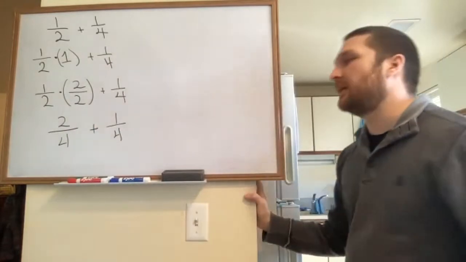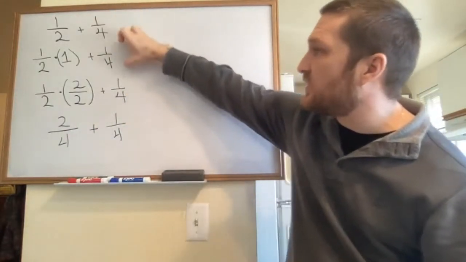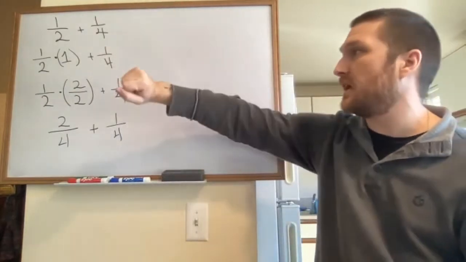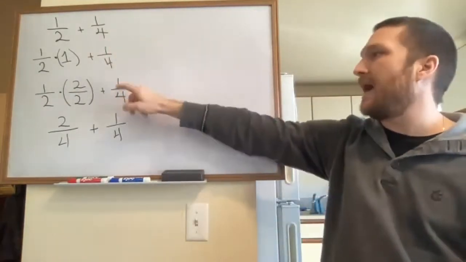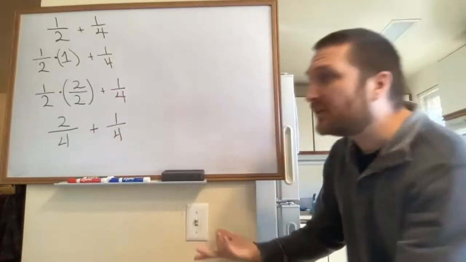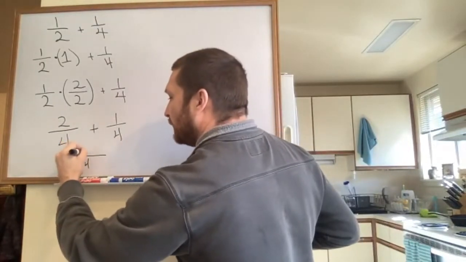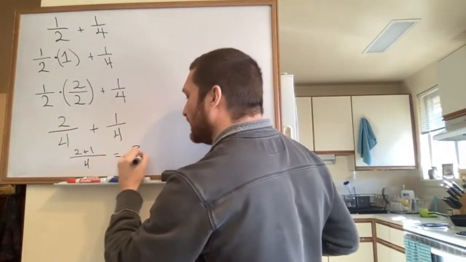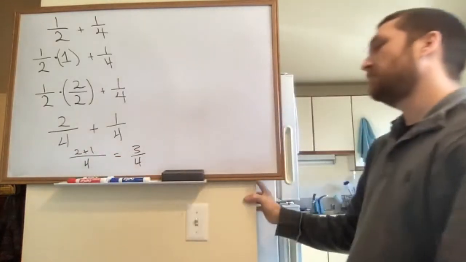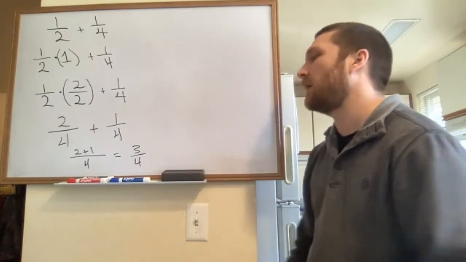And now I have a common denominator, and I haven't changed this at all. Every single step has been exactly the same. This is exactly equal to that, which is exactly equal to that, which is exactly equal to that. They just look different. And now finally I have a common denominator, and I can put them all together, and I finally get 3/4, which was my goal in the first place, right? To write this all with a common denominator.